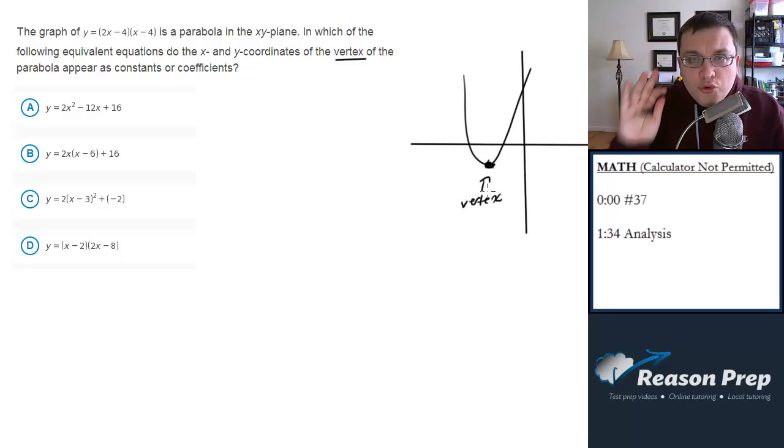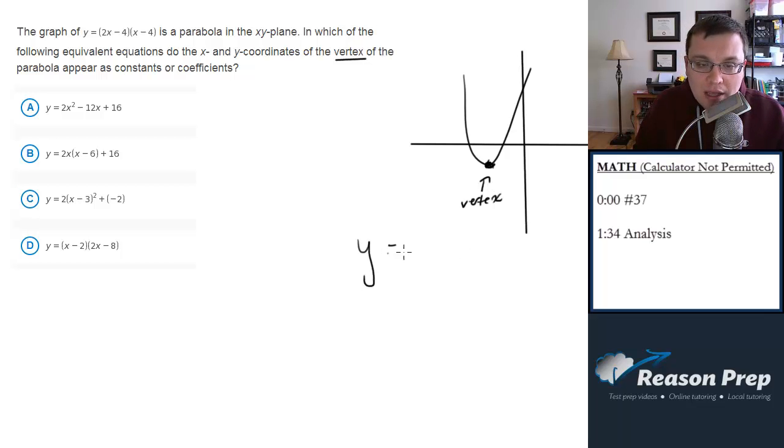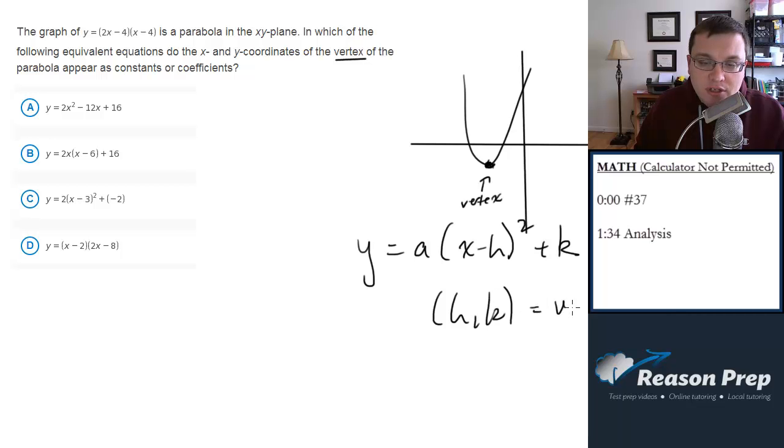And if you remember the vertex form of a parabola, this question is pretty straightforward. The vertex form of a parabola is y equals a times (x minus h) squared plus k, where (h, k) is the vertex. So looking at these equations here, which one is in vertex form? Well, it's not going to be A. That's perhaps the foiled form of this. I mean, we'll see. But it's not in the vertex form.